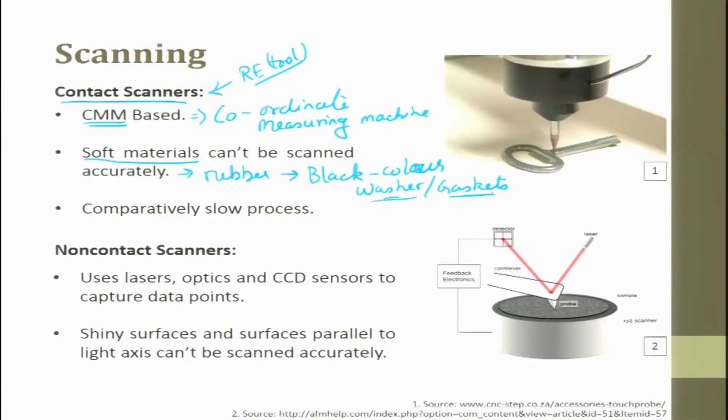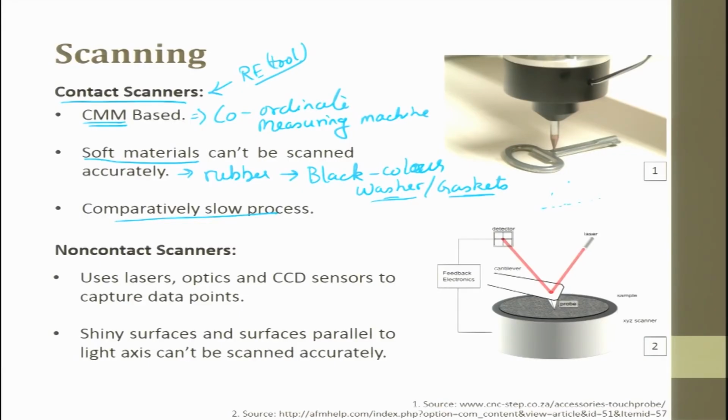For the washers, which are black rubber material, you cannot use the CMM. So we have to use something like a non-contact technique, since a contact probe has to touch every point. When you touch 3 points, you try to get a plane. When you touch several of these points, you try to get a line. So it is comparatively slow compared to non-contact.